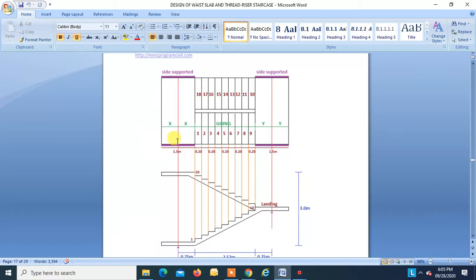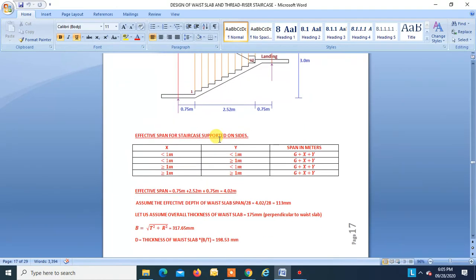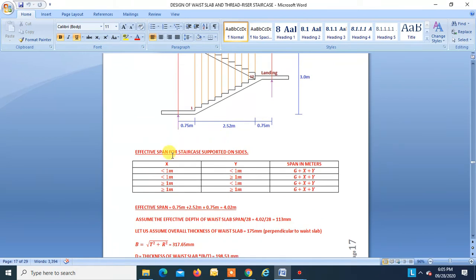So in this case, the total load coming on this landing in kilonewton per meter square has to be taken half over here, right? When we consider the design of this flight, right? So this is what we'll see further. Okay. So first we will find the effective span of stair.